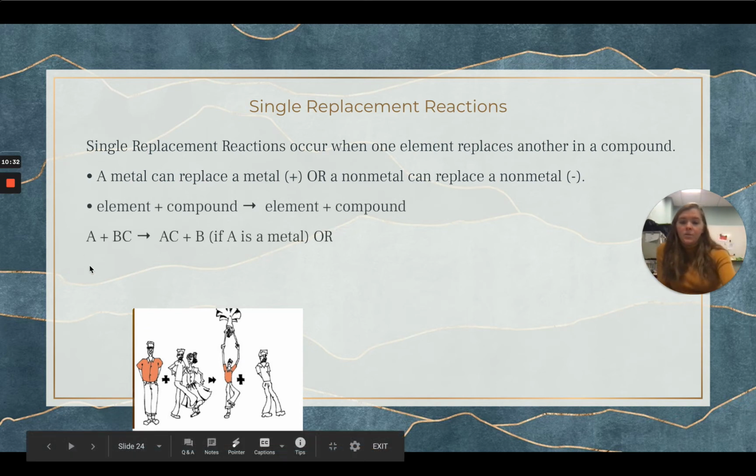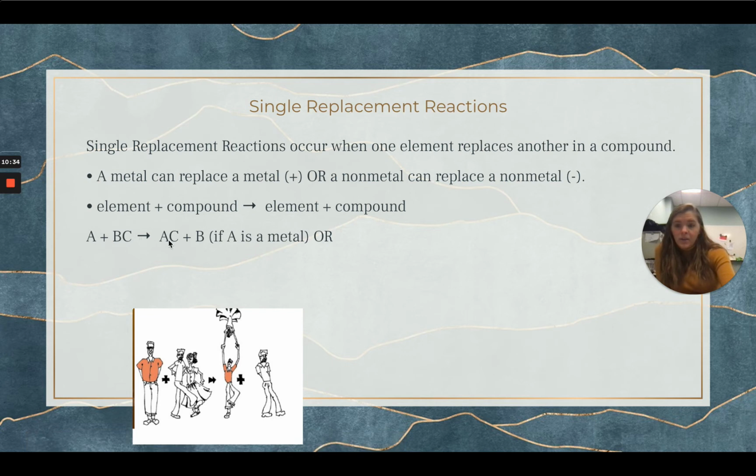So for instance, we have A plus BC could create AC and B if A is a metal. Or if A is a non-metal, we would have A plus BC yields BA plus C. So it's very dependent on whether something's a metal or a non-metal, because remember, things can only combine if they're a metal and a non-metal in this situation to make an ionic bond. If we have something being added that's a non-metal, remember the non-metal again is always going to want to react with the metal.